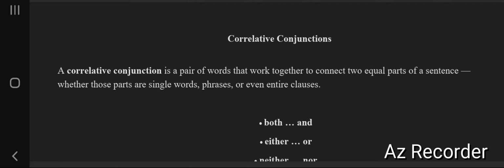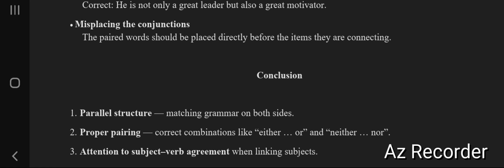So in conclusion, to summarize, correlative conjunctions are pairs of words that function together to connect elements of equal importance in a sentence. They require: 1. Parallel structure, matching grammar on both sides. 2. Proper pairing, correct combinations like either...or, neither...nor. 3. Attention to subject-verb agreement when linking subjects.